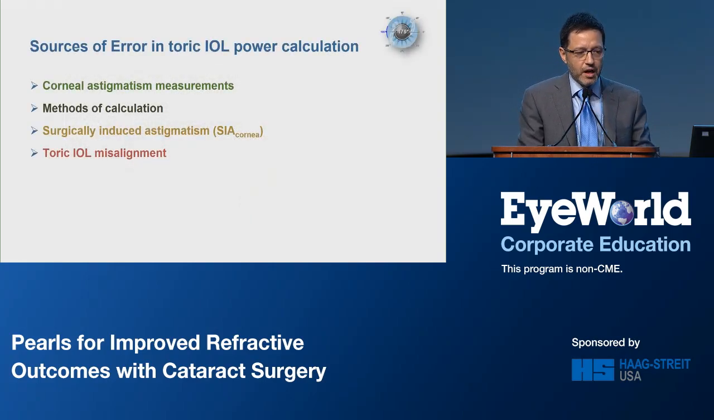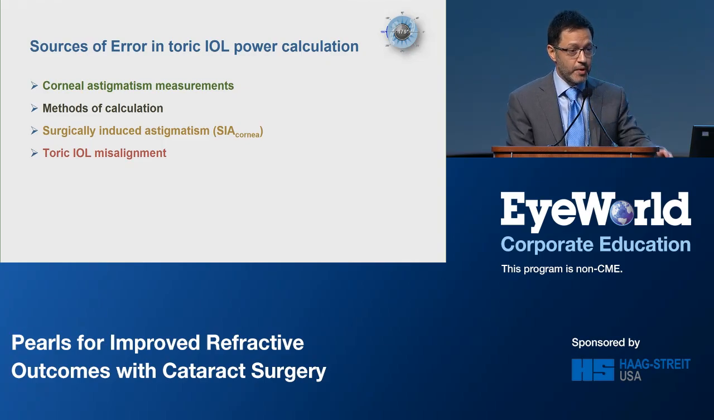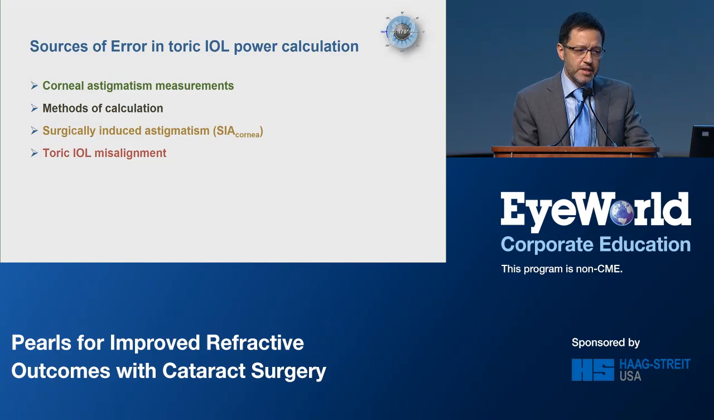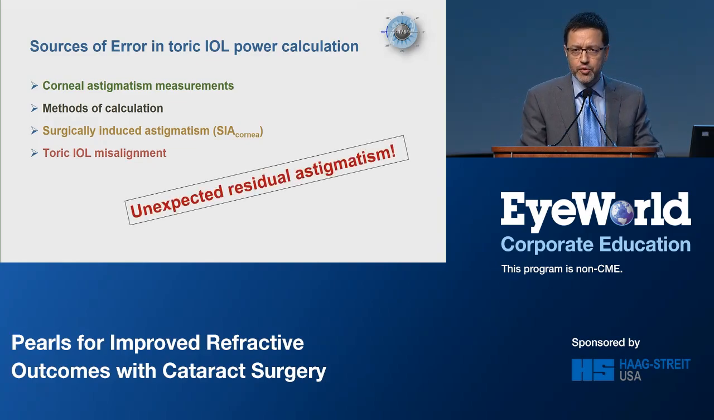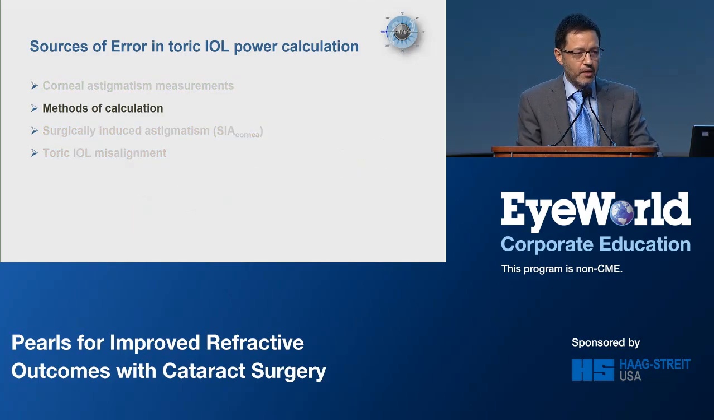Well, toric calculators are considered to be the choice for these patients. However, the results following their implantations can sometimes be unpredictable, since corneal astigmatism measurements, the methods of calculation, surgically induced astigmatism, and toric IOL misalignments are all factors that might contribute to unexpected residual astigmatism. And today I want to focus on the methods of calculation.